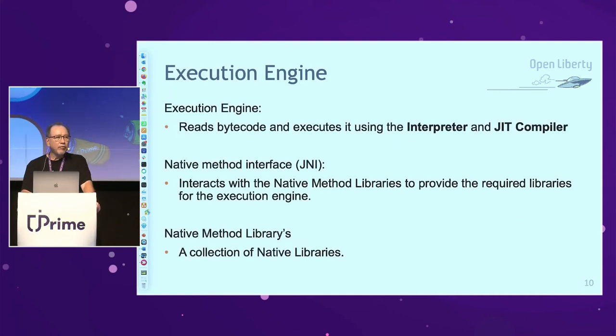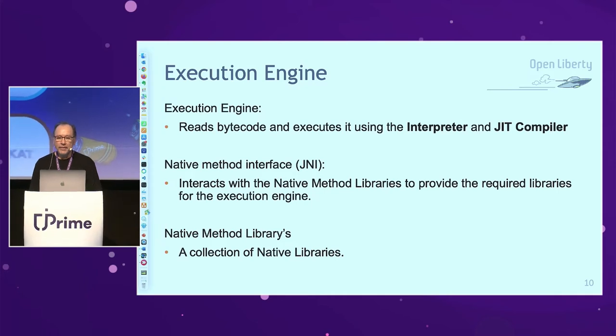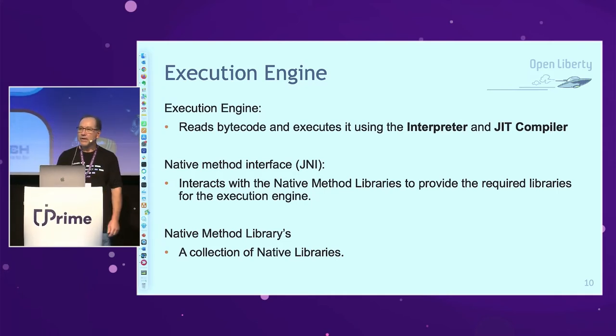So the execution engine, this is the part that obviously executes your Java application. There are two main components here: the interpreter and the JIT compiler. The interpreter takes that bytecode and interprets it one line at a time, which is very inefficient, very slow. And if you have methods that are called repeatedly, it's going to reinterpret those methods every time. So very suboptimal. That's where the JIT compiler comes into play to the rescue.